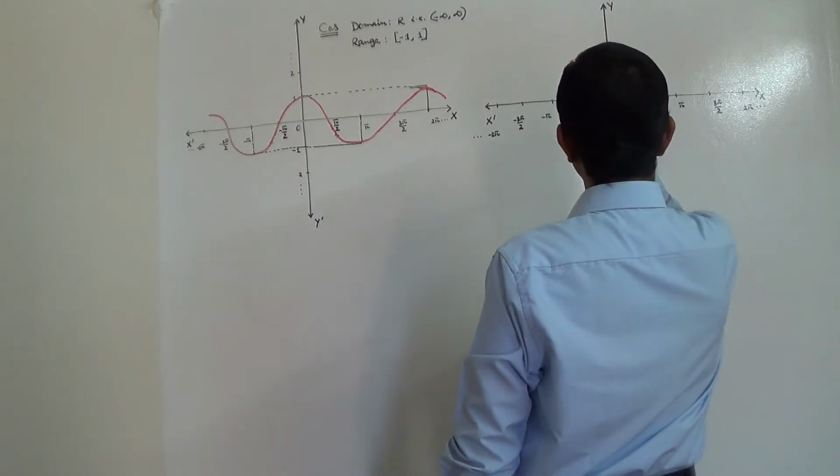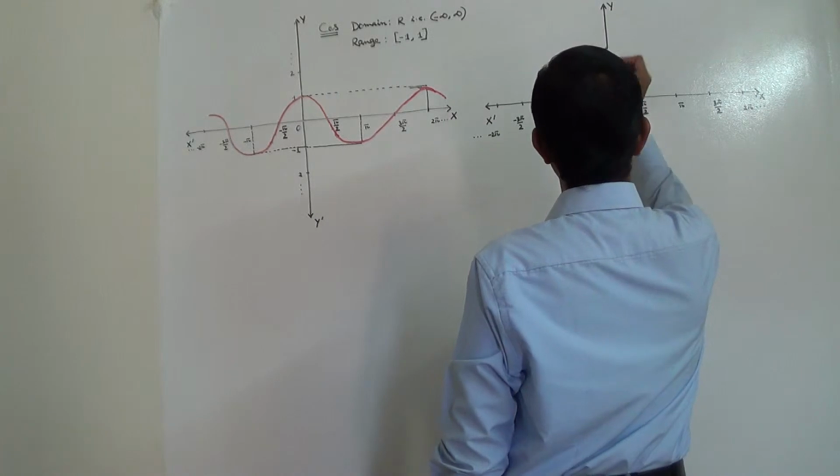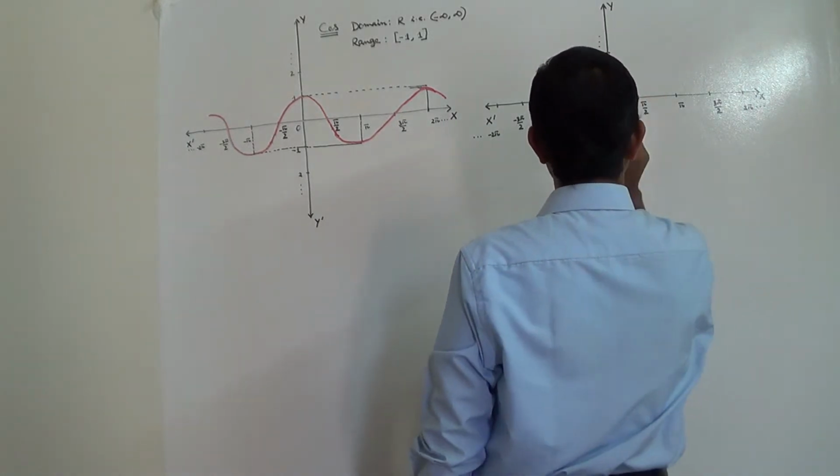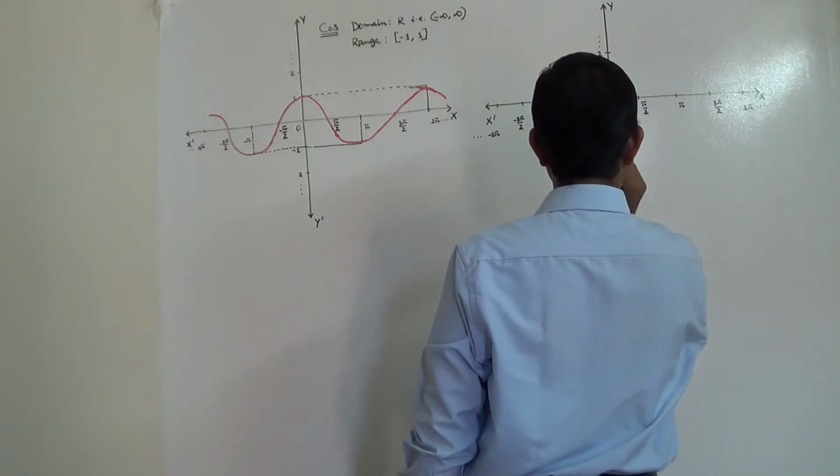The values along this axis are: here it is 1, here it is 2, and it continues like this. And on the negative side, here the value is minus 1, here the value is minus 2, and it continues like this.